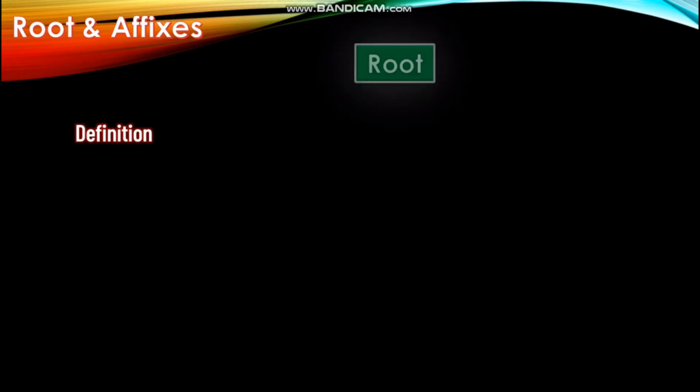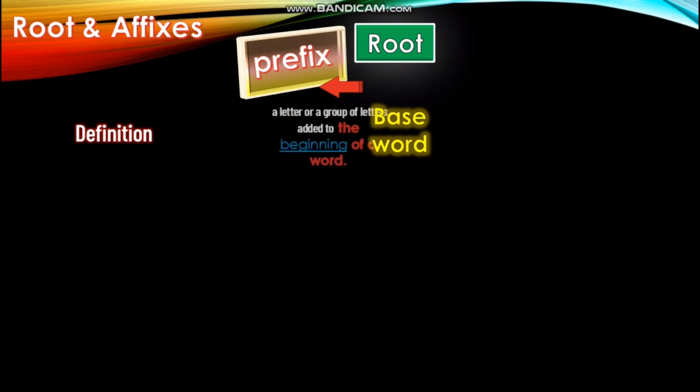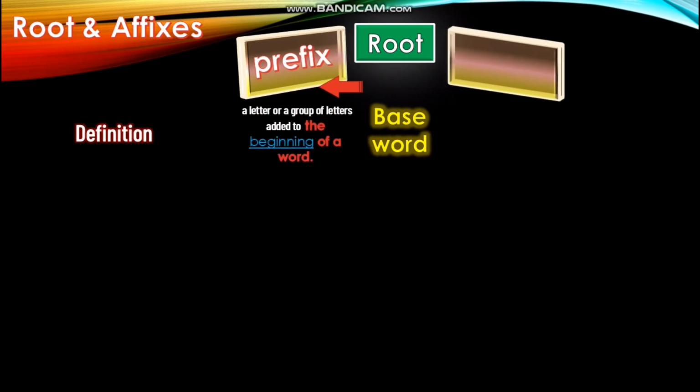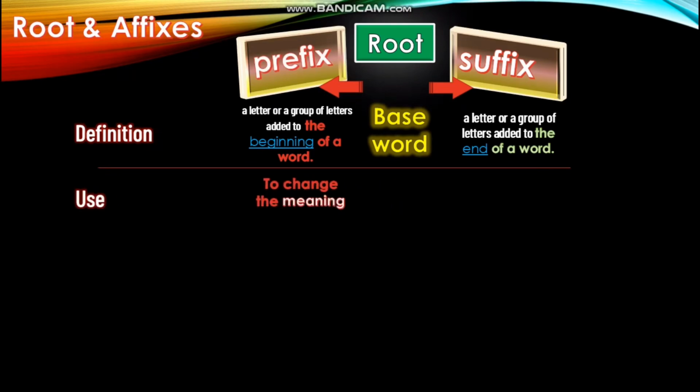Root and affixes. Definition: the root word is the base word, which cannot be divided into smaller parts. The prefix is a letter, or a group of letters added to the beginning of a word. The suffix is a letter, or a group of letters added to the end of a word. The use. Prefixes are added to change the meaning. Suffixes are added to change the tense, or part of speech.